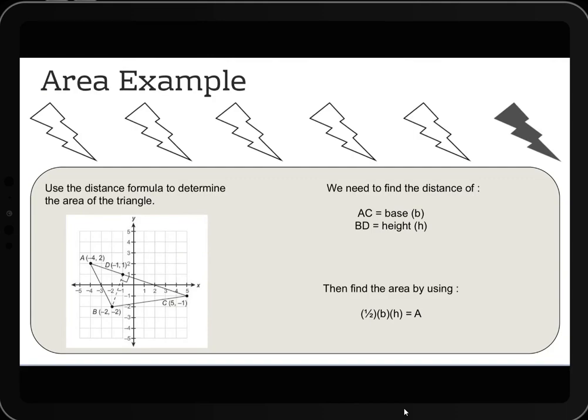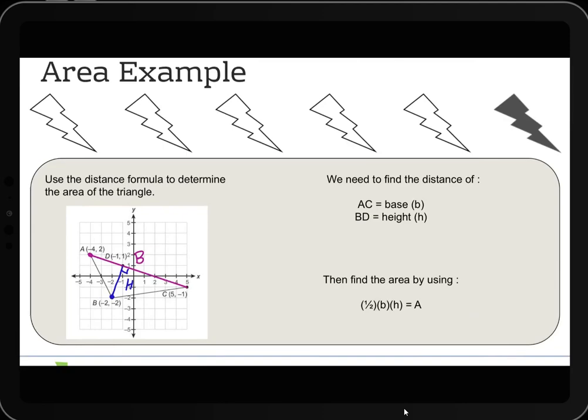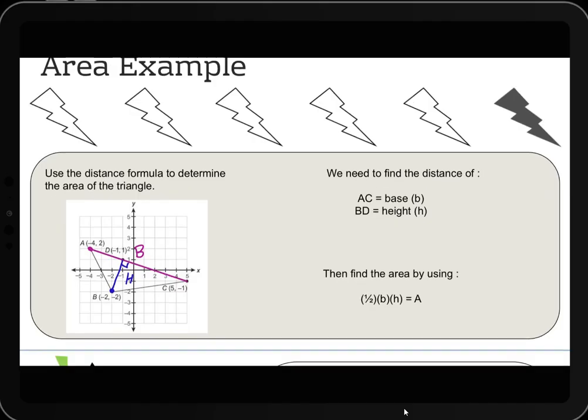So the strategy in this particular case is to find the base, which we're going to treat as A to C. If we treat A to C as the base, then we have to ensure that the segment that's perpendicular to it, which is this one, is treated as the height. That's going to be the altitude, BD, right? So the base is just one of the lengths of the triangle, and BD is the altitude, whose measurement is the height. So now that I know that, I just need those two lengths in order to calculate this area.